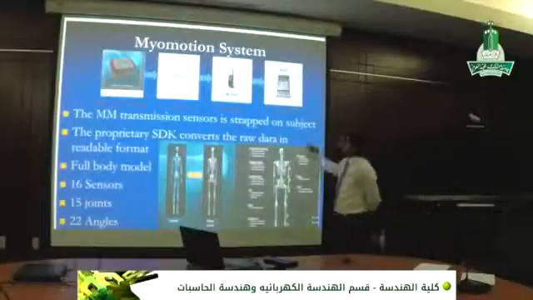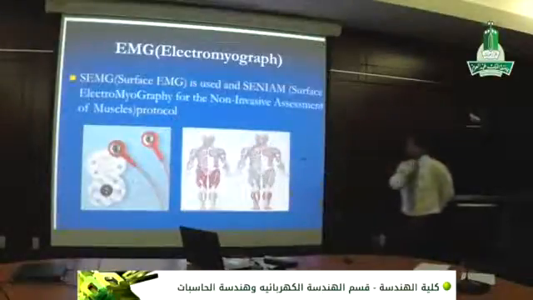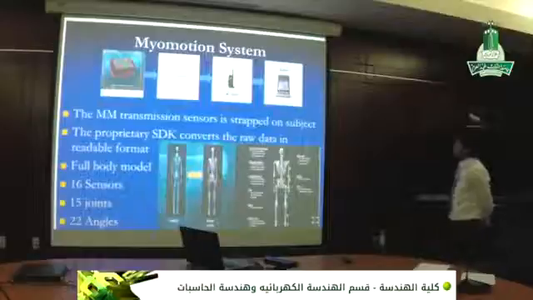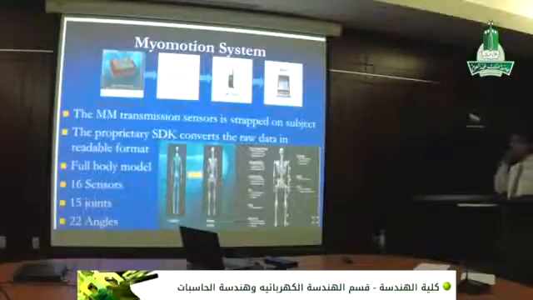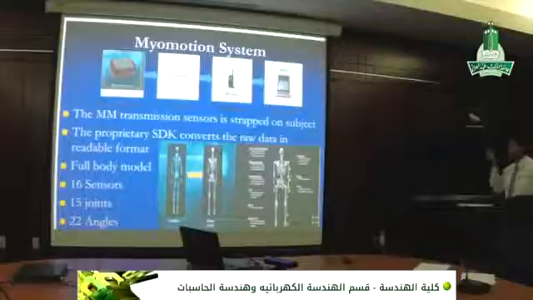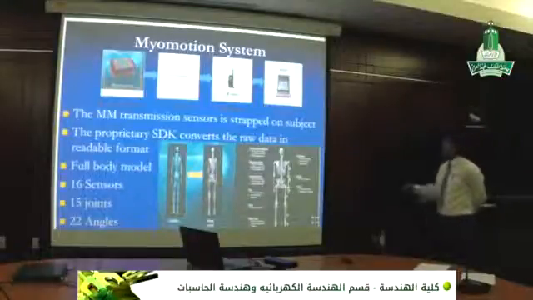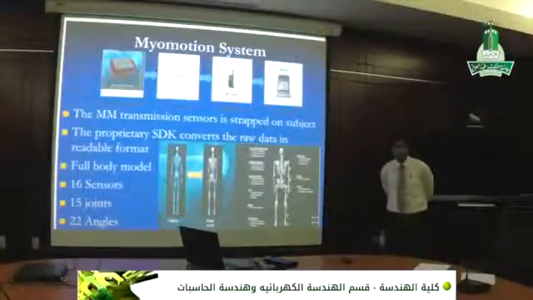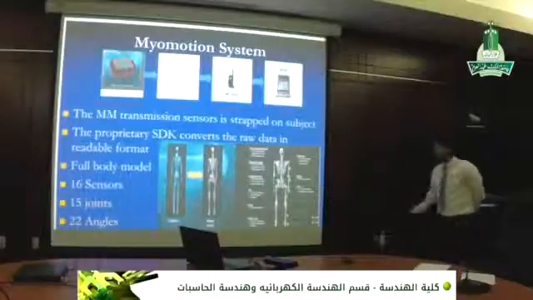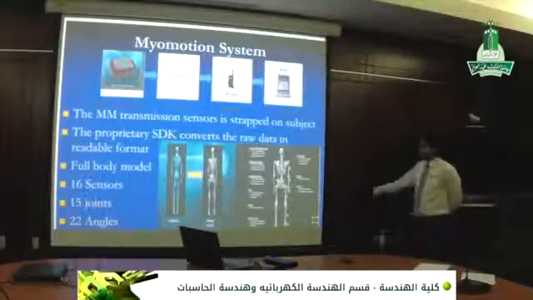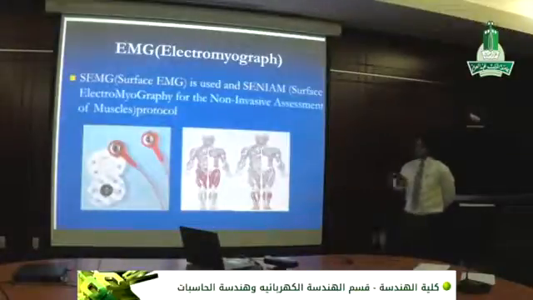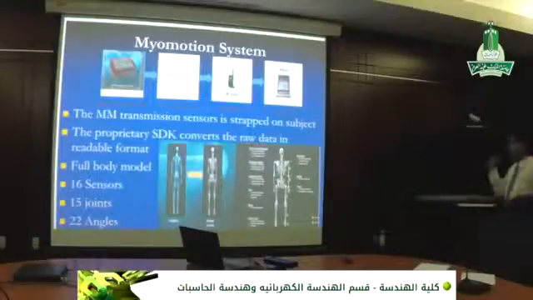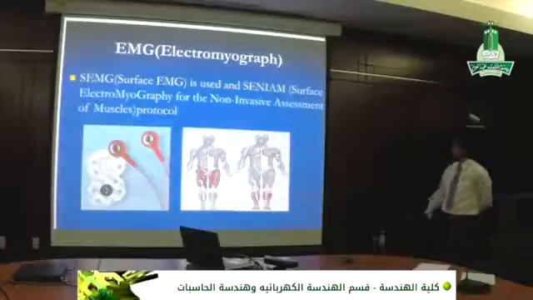My motion system consists of an inertial sensor that is seen in the first figure, and it transmits with telemetry to a wireless receiver which is connected to the USB. The data provided from the software is in terms of Excel files, MATLAB, or document files. It provides a full body model. It consists of 16 sensors. The 16 sensors can model the whole body with 15 joints and 22 angles, as shown in this figure.